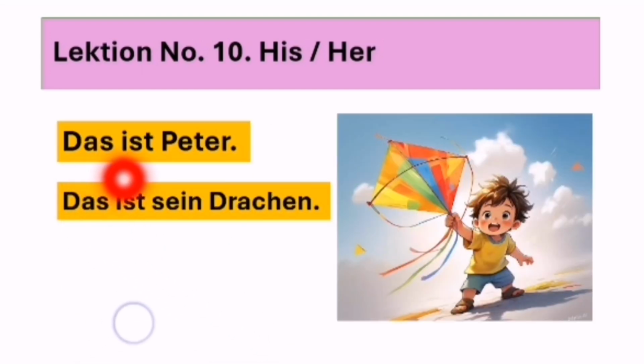Like this. Das ist Peter. This is Peter. Das ist sein Drachen. This is his kite. Sein means his. His kite, sein Drachen.